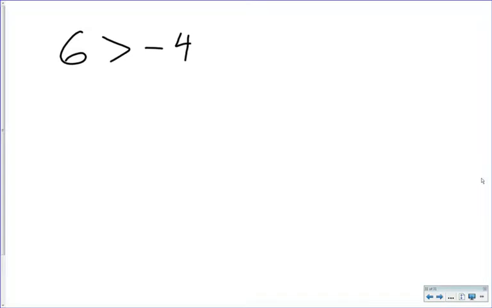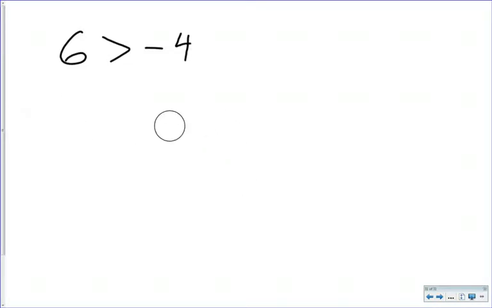Okay? If it's just like an equation, I can do anything I want to one side as long as I do it to the other side. So let's add 1 to both sides. Is it still true? Yeah, because it's 7 is greater than -3. Okay, so that worked.